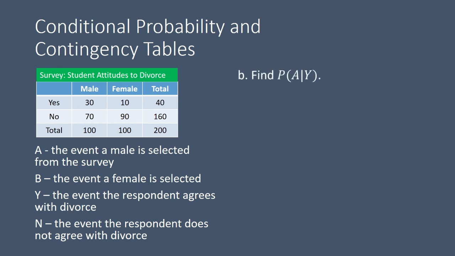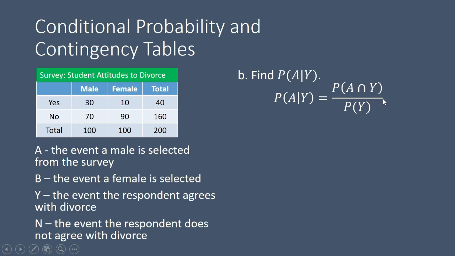Find P of A given Y. What is the probability that the respondent that is chosen is a male, given that the respondent that is chosen agrees with divorce? So that is how you say it. That is how you interpret this notation, P of A given Y. And it is equal to this: the probability of A intersection Y divided by the probability of Y.